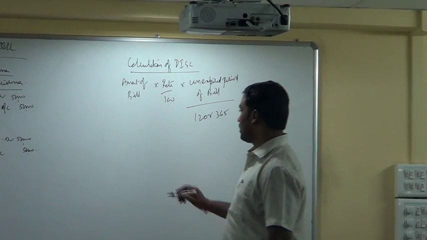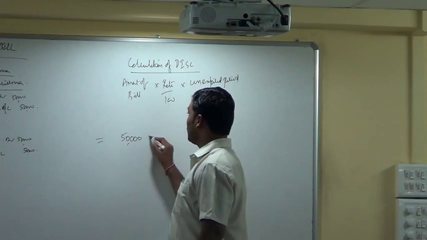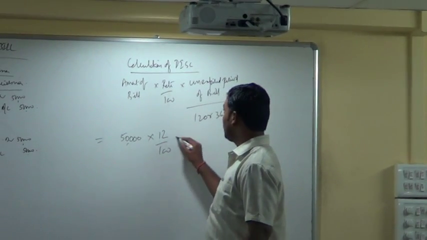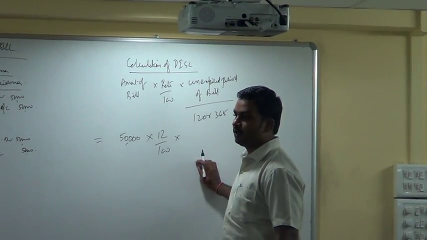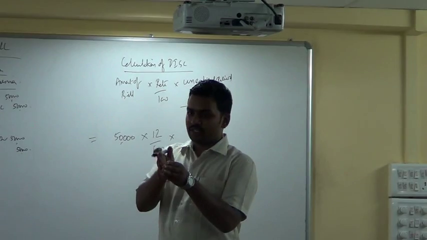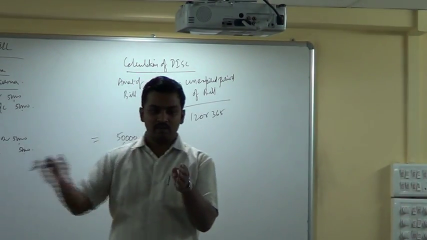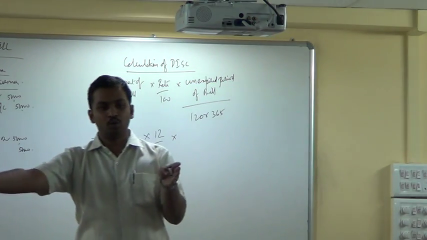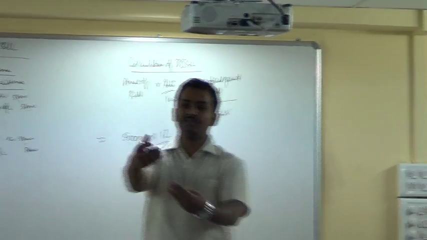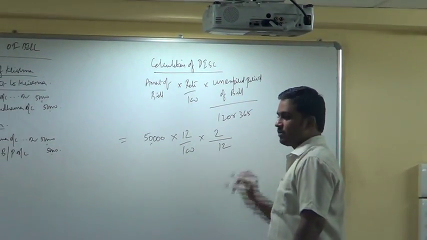Okay. So how are you going to solve it now? What is the value of the bill? 50,000. What is the rate? 12%, 12 by 100. What is the unexpired period of the bill? The duration remaining between the date of discounting and the due date of the bill. So the gap between date of discounting and due date of the bill is called the unexpired period of the bill. Remaining life of the bill. From 4th May, remaining life of the bill is only 2 months, divided by 12.